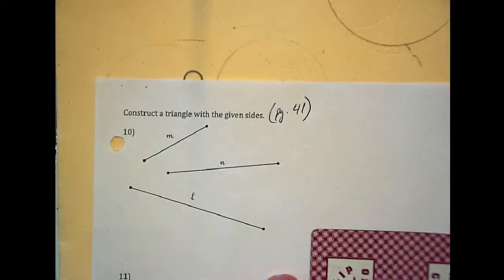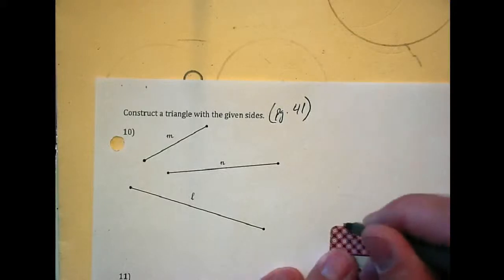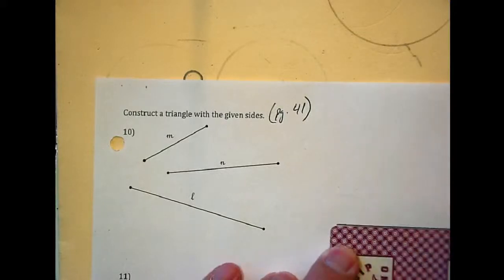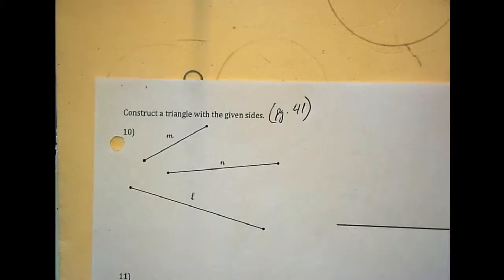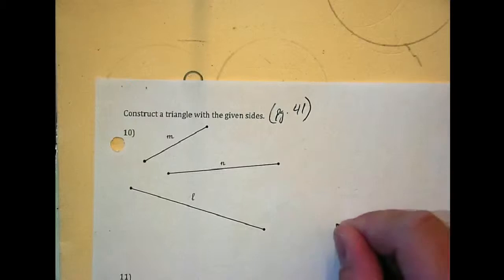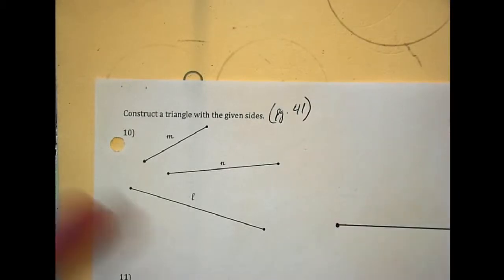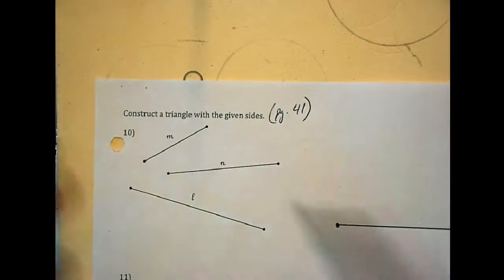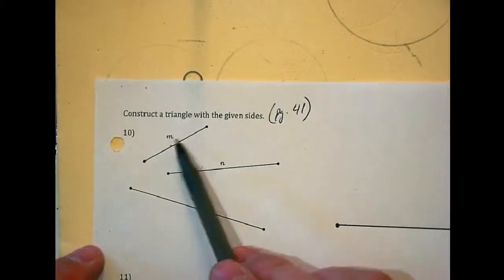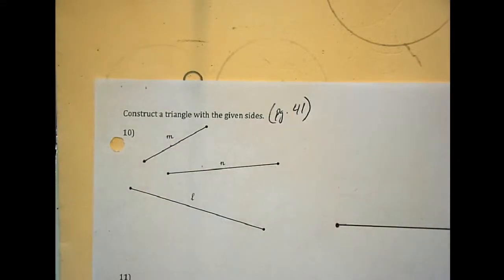First thing I'm going to do is draw a line somewhere over here, and this line is going to represent a portion of one of the legs of my triangle. So I'm going to put a point here, and we're going to make a segment out of this. We've got to reconstruct one of these three segments onto this line.